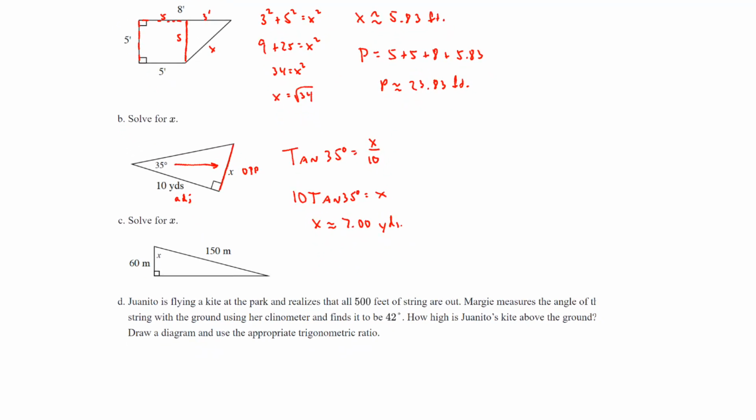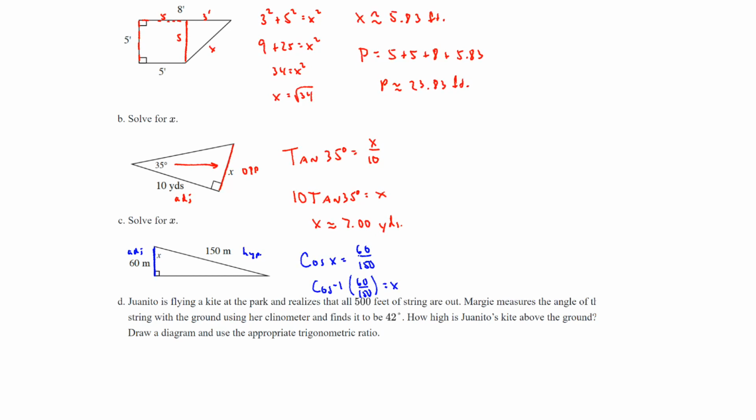All right, moving on up here, we have C, solve for x. So once again, we have a right triangle. We have an adjacent leg, and 150 represents the hypotenuse, and we're looking for the angle measure. So we are going to use adjacent over hypotenuse, which is cosine. So we have cosine of x is equal to 60 over 150. And since we're looking for the angle measure, we are going to have to use the inverse. So we'll do the inverse of cosine of 60 over 150, and that will equal the angle measure.